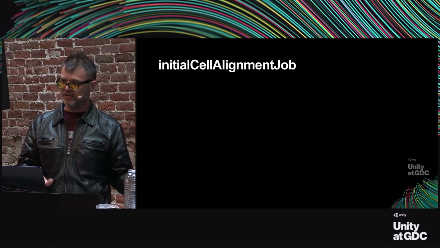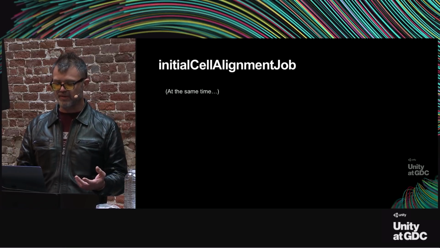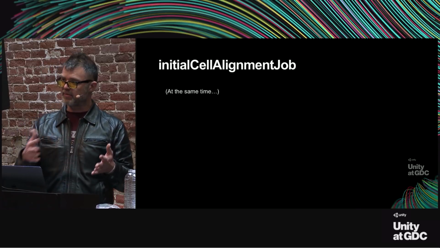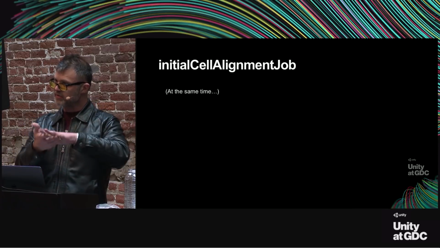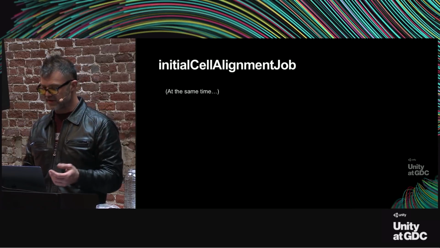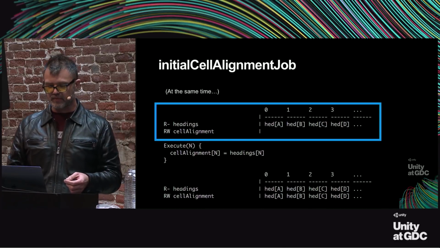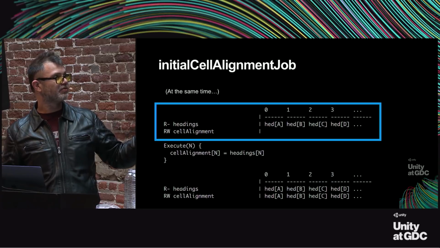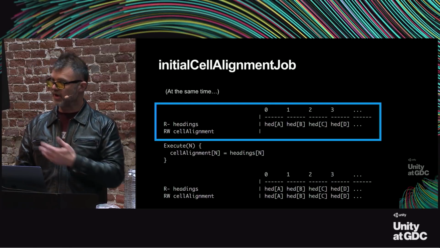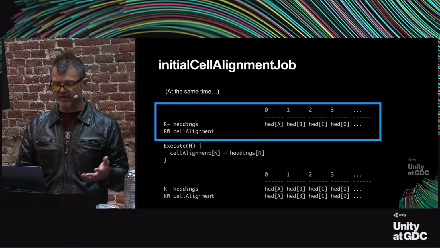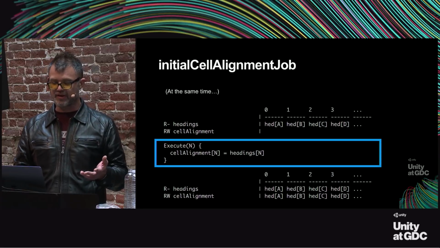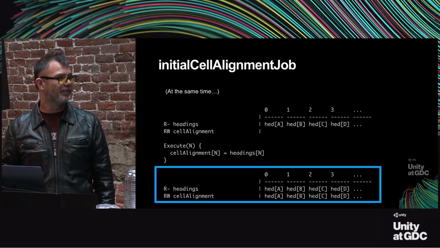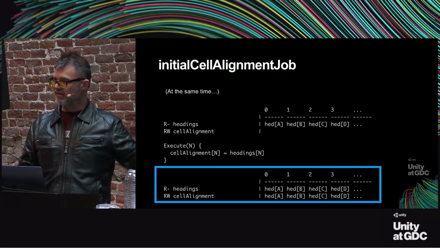So that's what our HashPositions job looks like. What does our initial cell alignment job look like? This is happening, and we haven't set up a barrier. This is happening at the same time as the previous one, as wide as the number of cores and threads available. And it's pretty straightforward. We have asked to read the headings, and we've asked to be able to write to the cell alignment parallel array that we declared. The execution kernel is very straightforward. It just says copy this and do that. And so you end up with a duplicate of the original array.